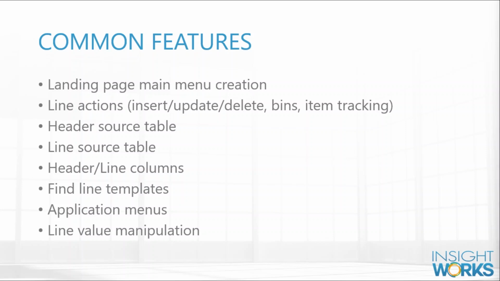Header and source line tables are the same thing. You get header and line columns associated with the tables that you're choosing for those two data sets. We have find line templates. We have application menus within each application, things like close. And then line value manipulation, which we'll look at at the end as well.